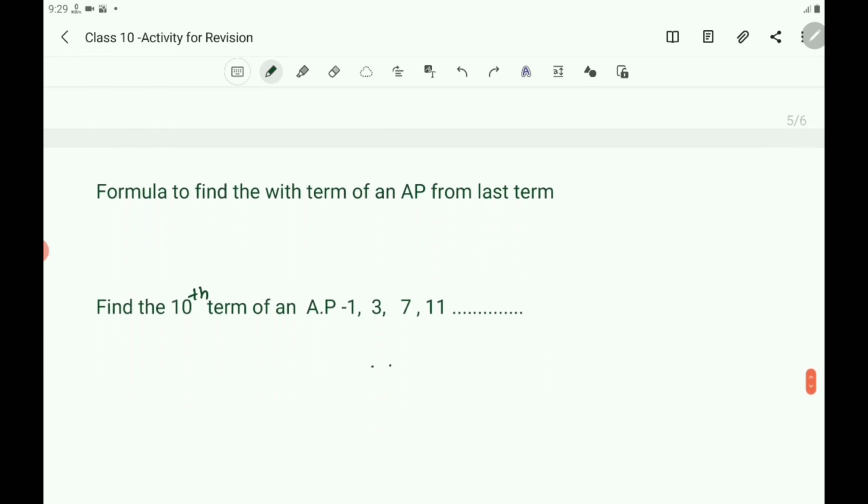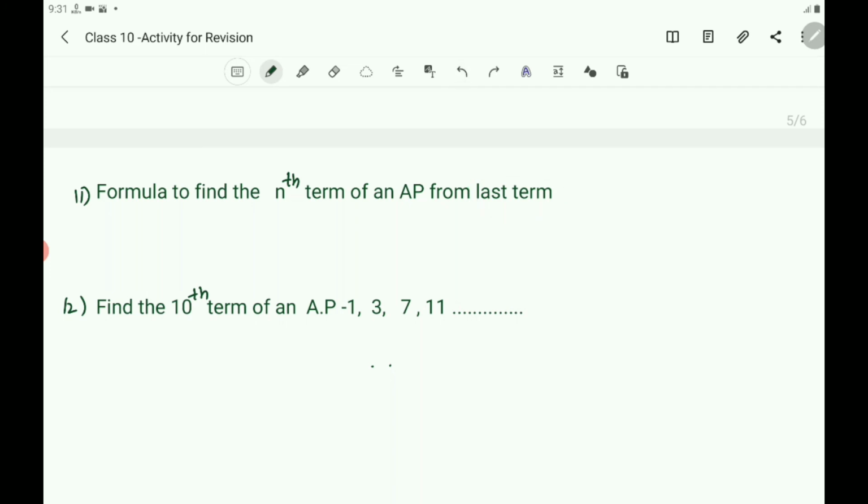Next, formula to find the nth term of an AP. Then the 11th question is formula to find the nth term of an AP from the last term. Here you know the formula to find the nth term of AP by using the first term, and here we have to find the formula to find the nth term from the last term.